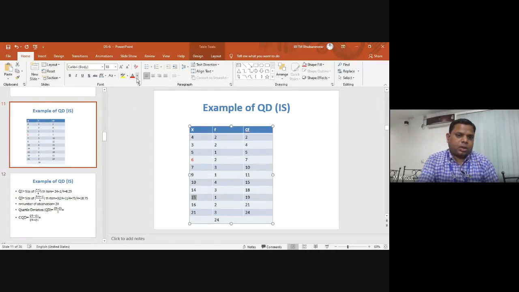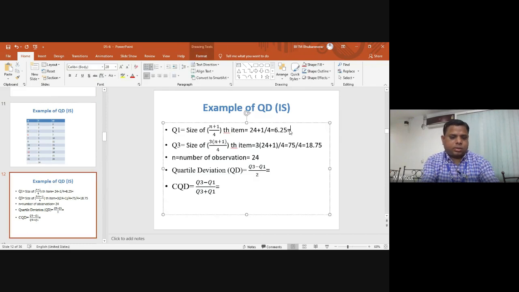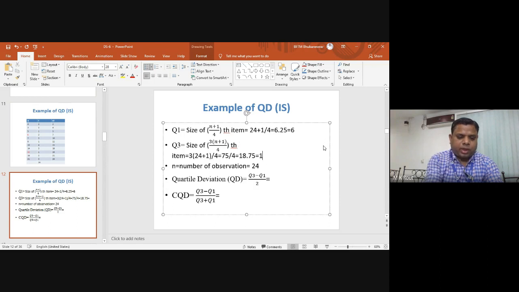Correct. 18.75 lies between 18 and 19. That means the 19 row should be chosen, and from that row you choose the Q3 value, that is 15. So you already have the value for Q1, that is 6, and for Q3, that is 15.